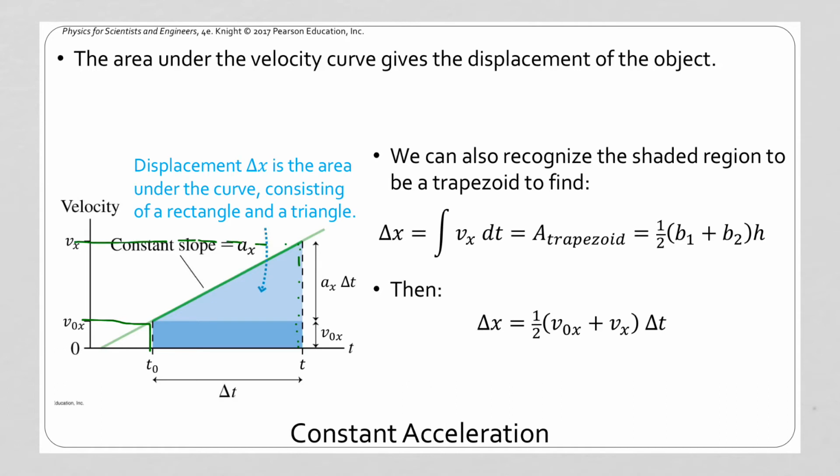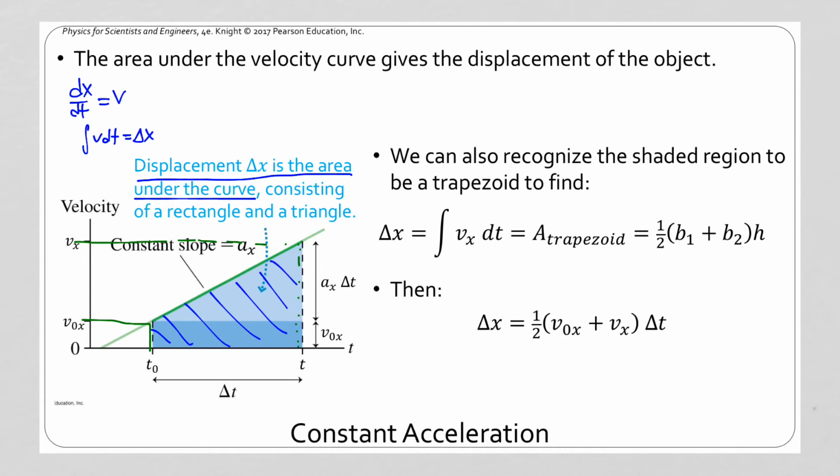And so if we want to know our displacement, it is the area under the curve, because the derivative of position is velocity, and so the integral of the velocity is our change in position, that is our displacement. So that's this area under the curve. Our displacement is the area under the curve. And this area here is a trapezoid. It has one set of parallel sides, and then the other pair of sides are not parallel. So that's a trapezoid.